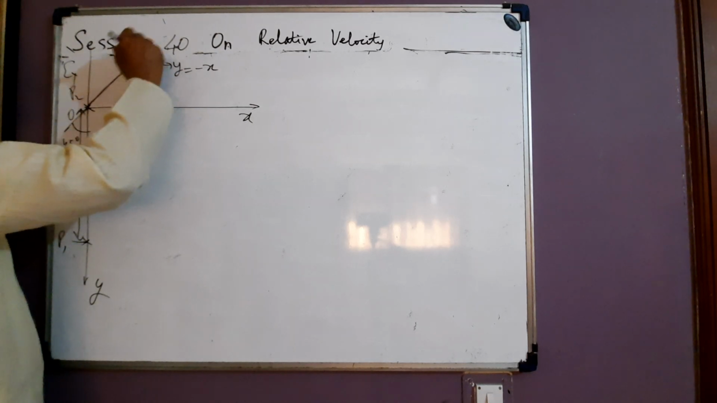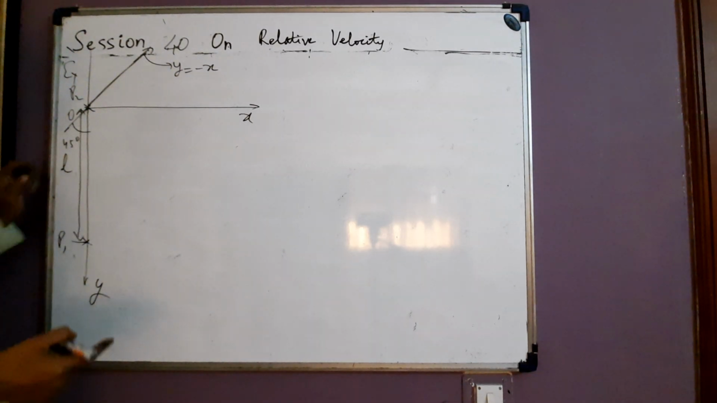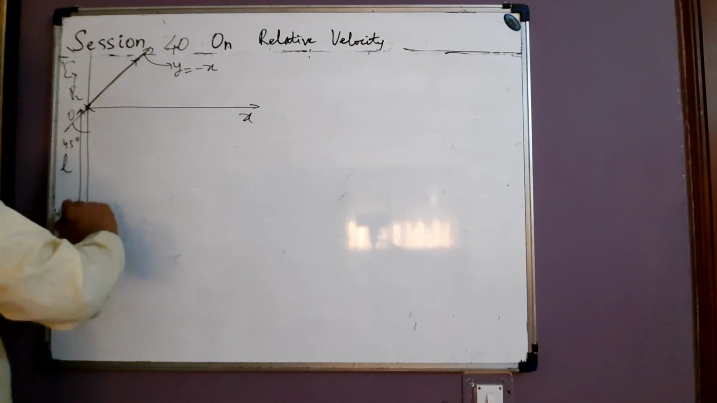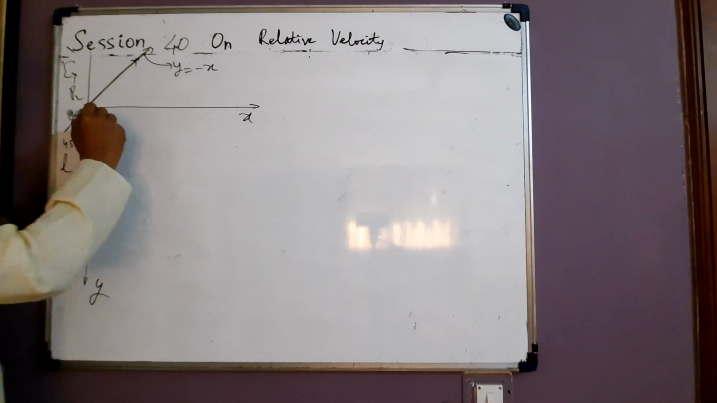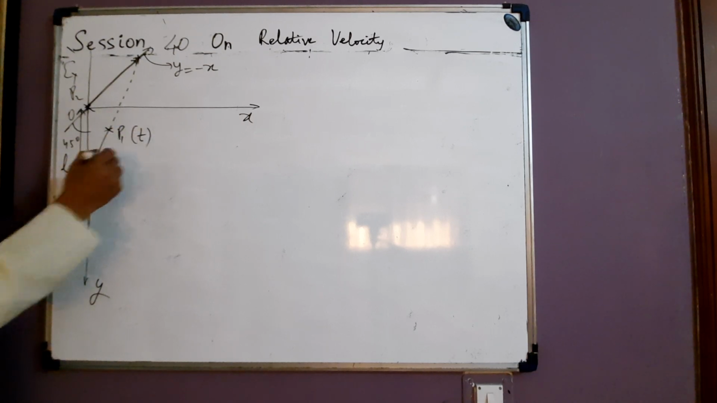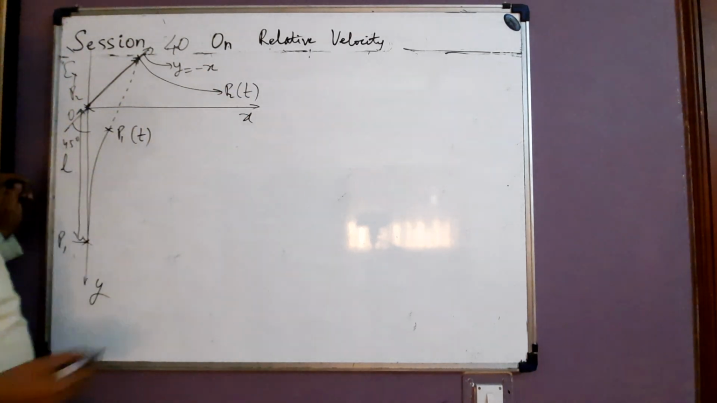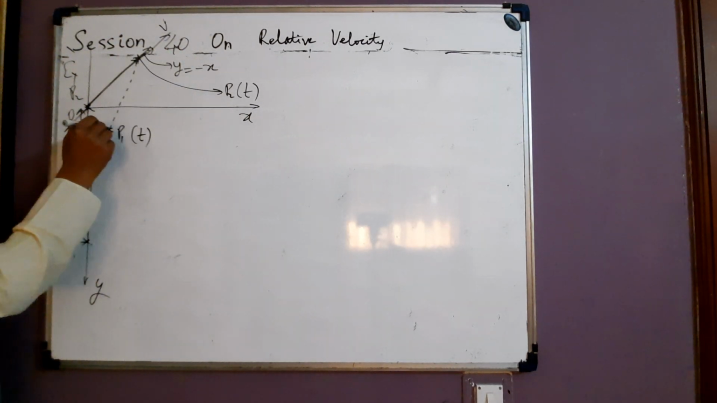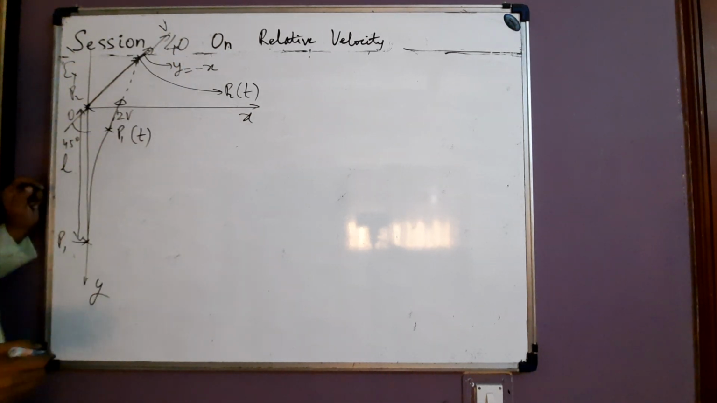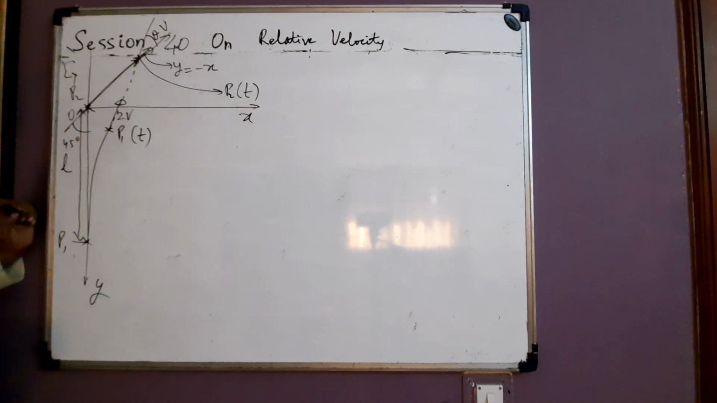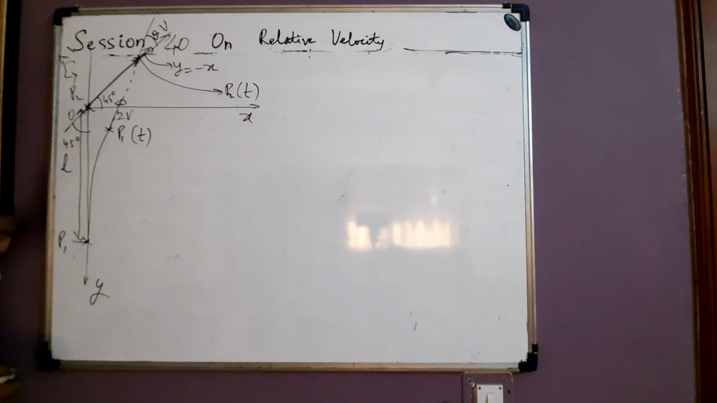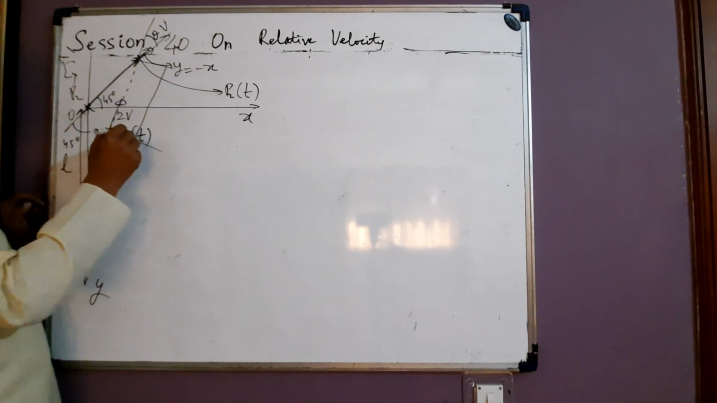Now P2 begins to move something like this, and P1 moves at a constant speed 2v, such that its velocity is always aimed towards P2. So the diagram will be something like this. At a certain instant t, P2 will come here and P1 will move something like this. At time t, this is P2, this is P1. P2 is moving at a constant speed v. P1 is moving at a constant speed 2v directed towards P2. Assume this angle to be theta. This angle is 45 degrees because the equation of the line is y equal to minus x. Let the separation between P1 and P2 at time t be r.